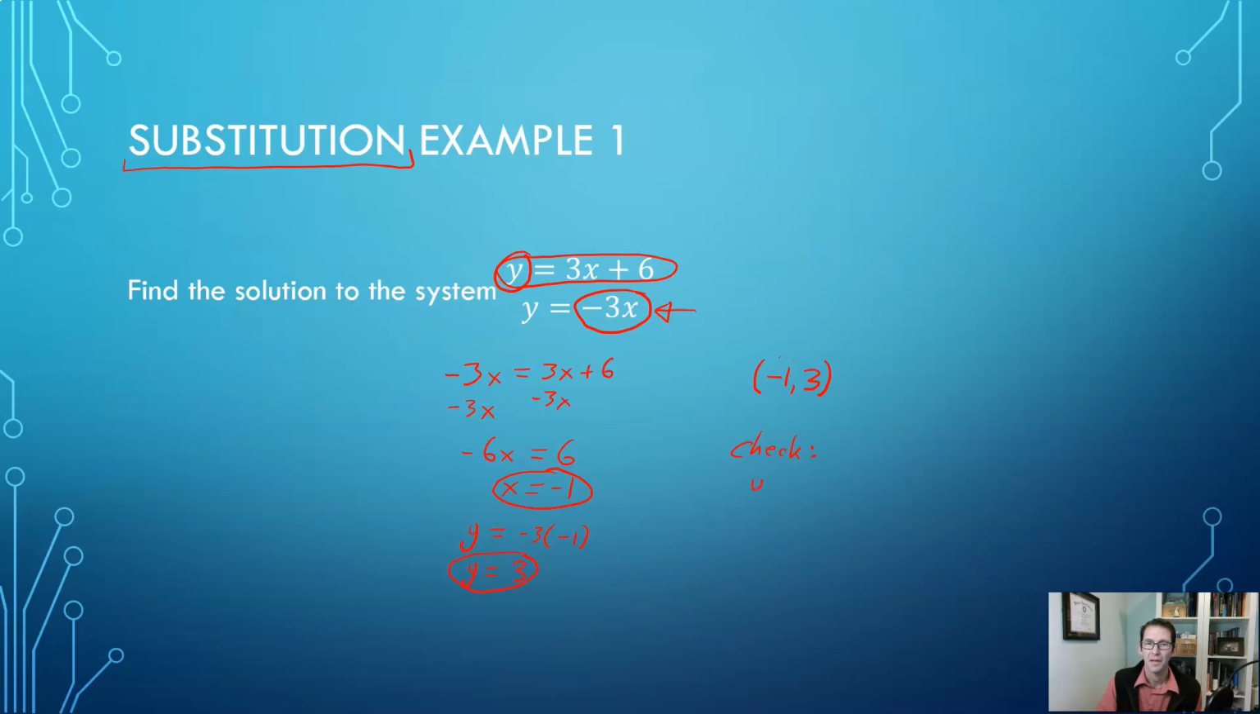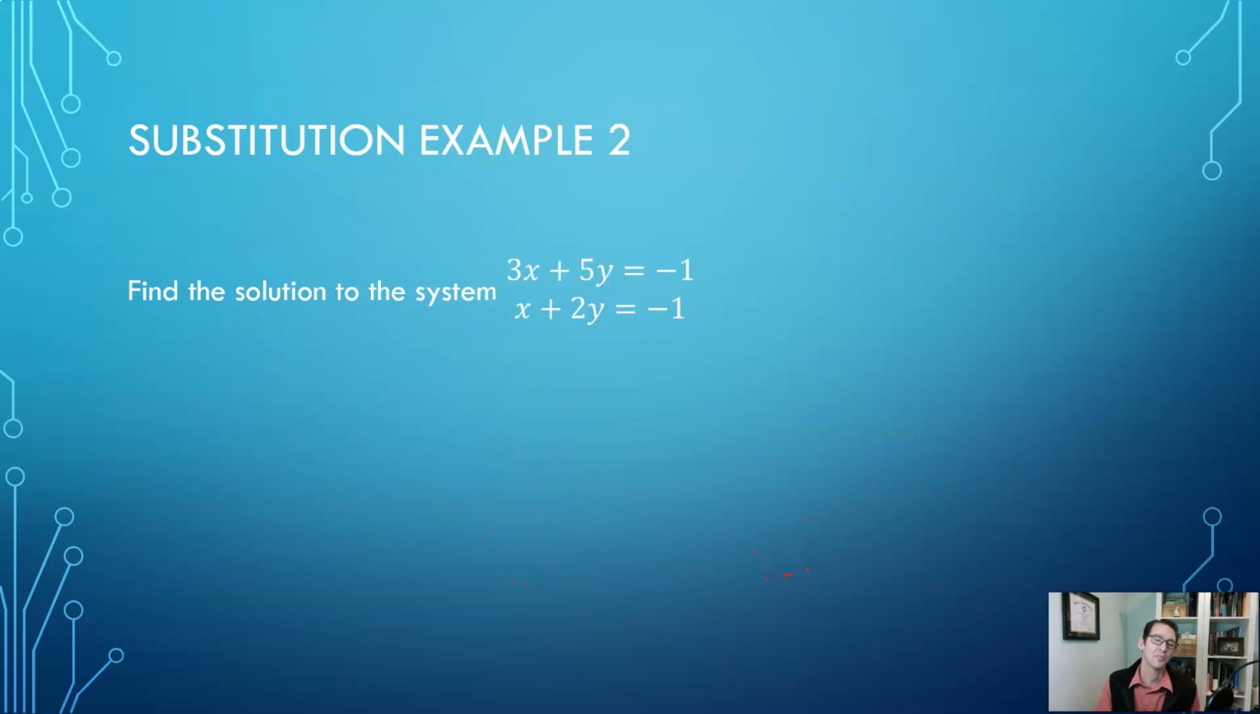I'm going to use the equation y equals 3x plus 6. My y is a 3. My x is a negative 1. So 3 is equal to negative 3 plus 6. Matter of fact, that's a true statement. 3 does equal 3. So I know that negative 1, 3 is my solution because I got it by solving using substitution, and I checked my answer.